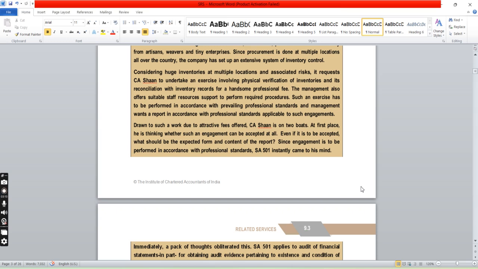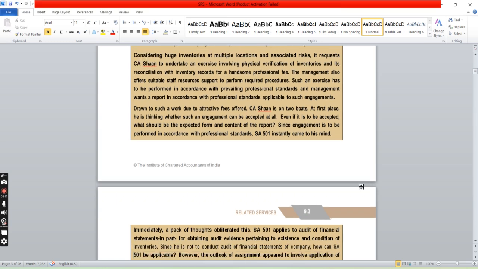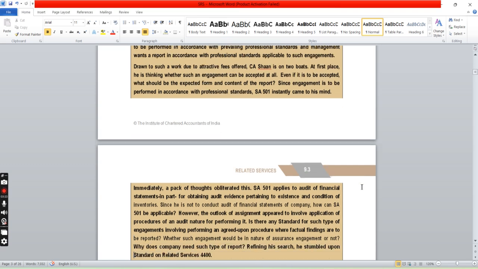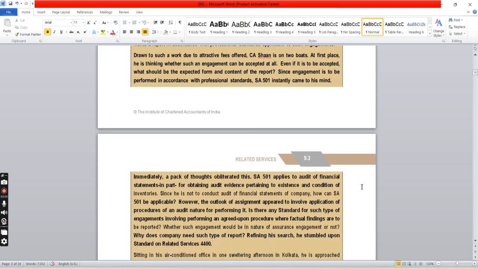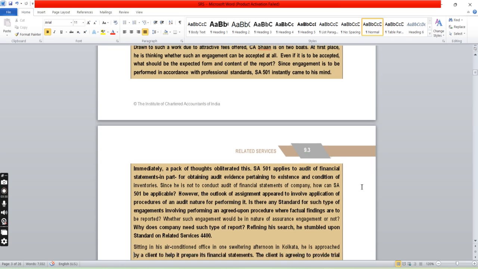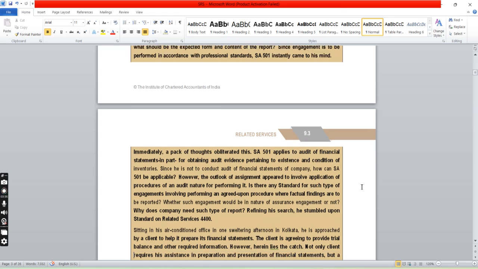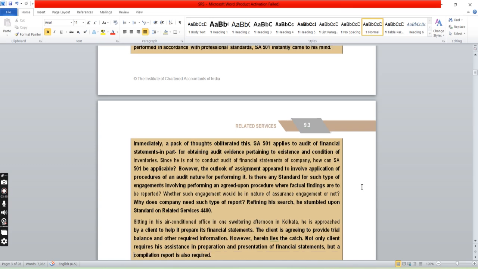Since the engagement is to be performed in accordance with professional standards, SA 501 instantly comes to his mind. Immediately, a pack-up of thoughts. He treated this as 501 applies to audit of financial statements, in particular for obtaining audit evidence pertaining to existence and condition of inventory. Since it is not to conduct an audit of the financial statements of the company, how can SA 501 be applicable? However, the outlook of the assignment appeared to involve application of procedures of an audit nature for performing it.